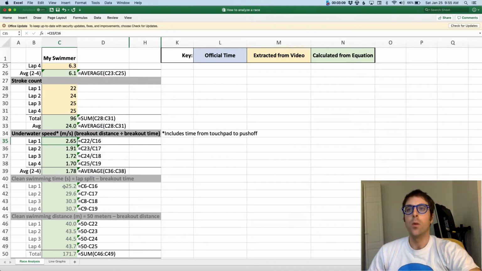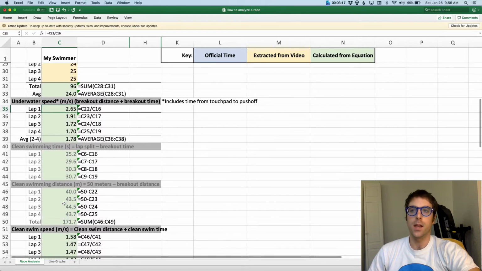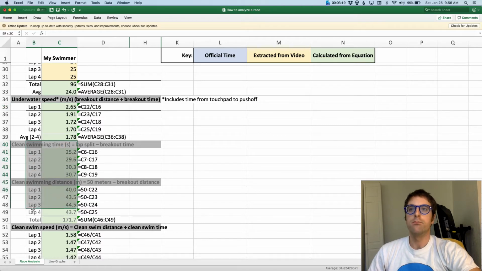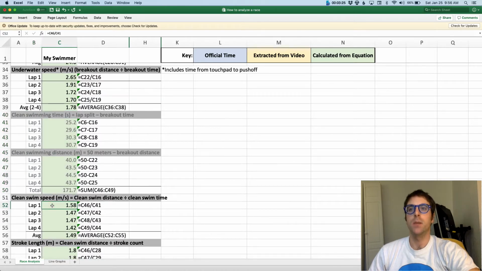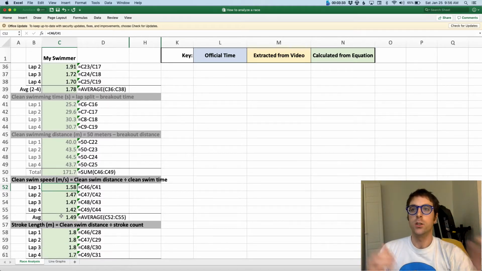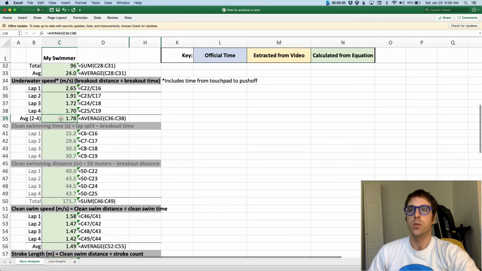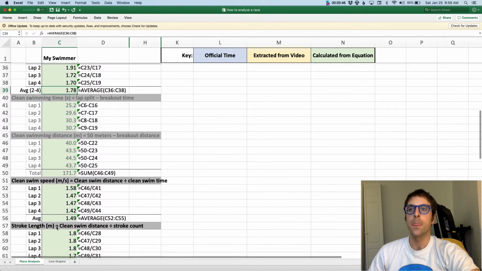So the clean swimming time was the lap split minus the breakout time, and the clean swimming distance was just the 50-meter pool minus the breakout distance. So these values aren't particularly meaningful, except that they allow us to calculate the clean swimming speed, which is the distance divided by the time. So we can figure out how fast she is when she's swimming above water and how fast she is when she's swimming below water. And you can see that there's about a 0.3 meter per second difference between above water and underwater, which makes sense because we know underwater swimming's faster.